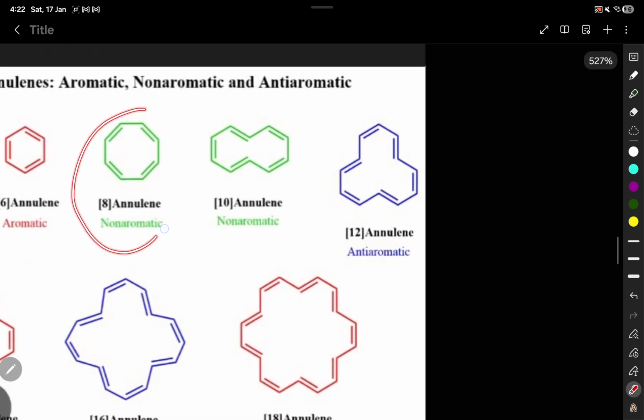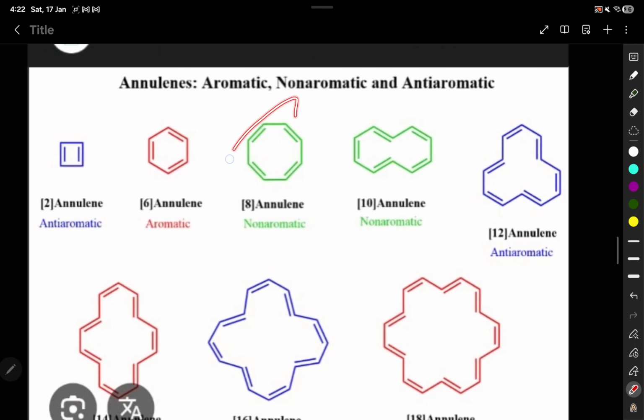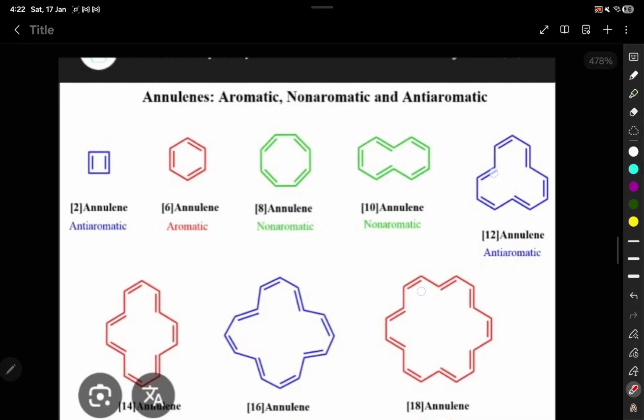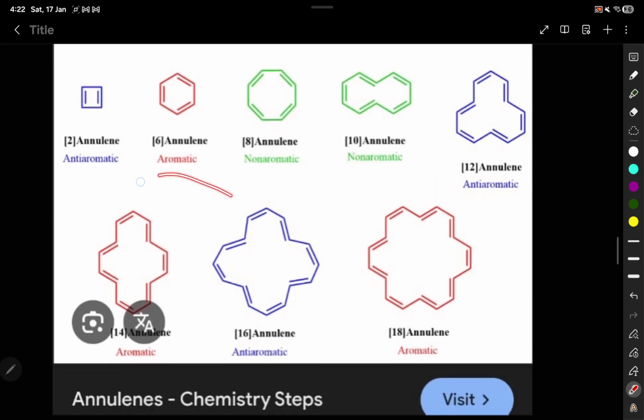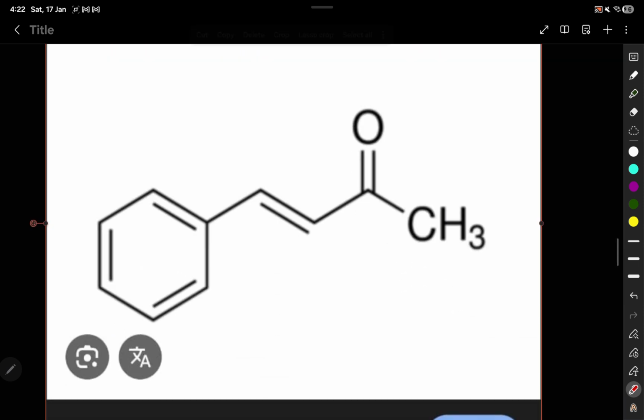Then you have 8 annulene. As you guys can see, 8 annulene is not anti-aromatic; it is non-aromatic. And this one, 10 annulene, has repulsion between the hydrogens, so it will also go out of play and it's non-aromatic. 12, however, is anti-aromatic, and then 14 is aromatic, 16 is anti-aromatic, and 18 is aromatic. Like that, we can remember.